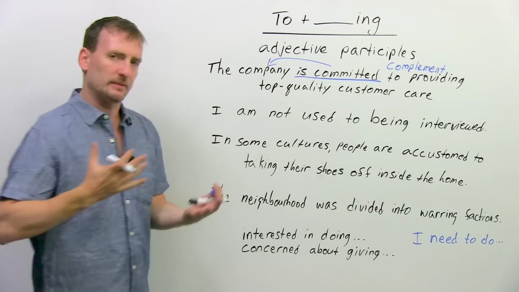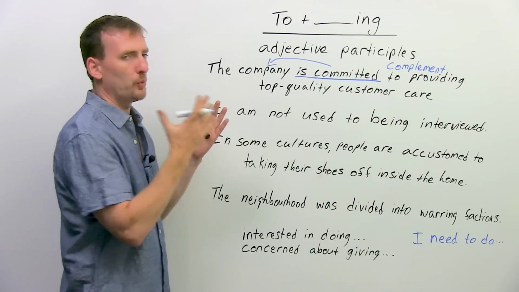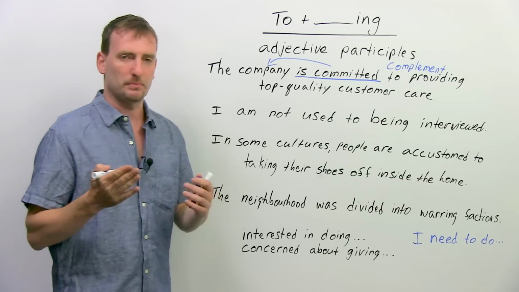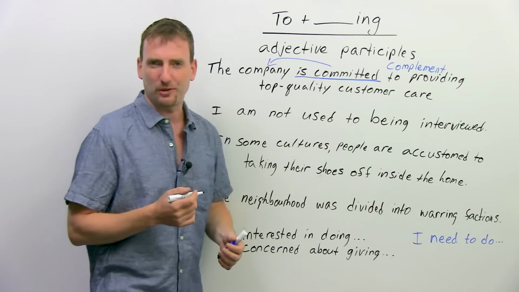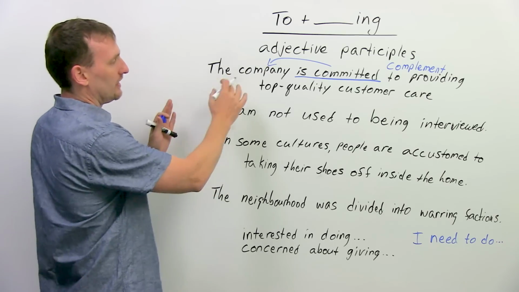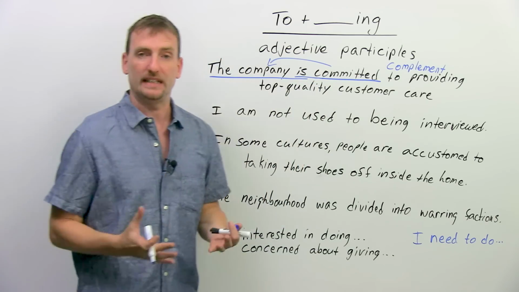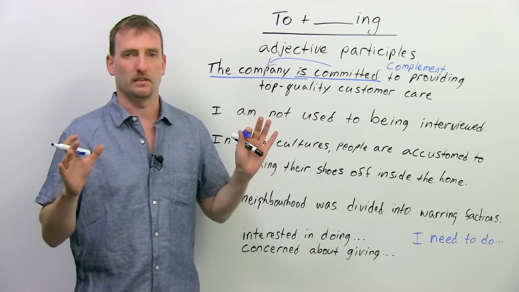So basically, what does this mean? You have to look and see what is your independent clause first, right? And you should know independent clauses by now. And if you don't, I have a video on that as well. So here, the company is committed. This is a complete sentence. The company is committed. To what?